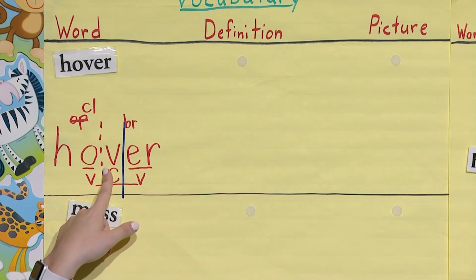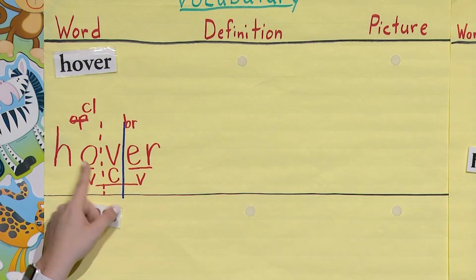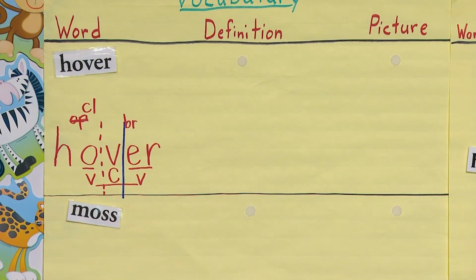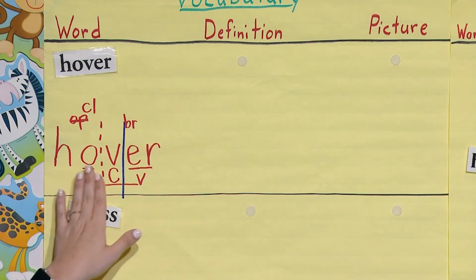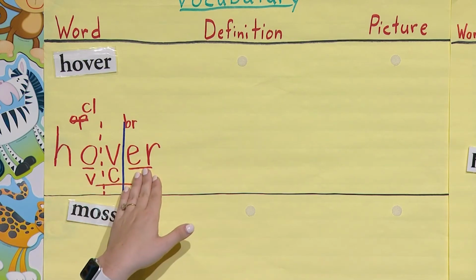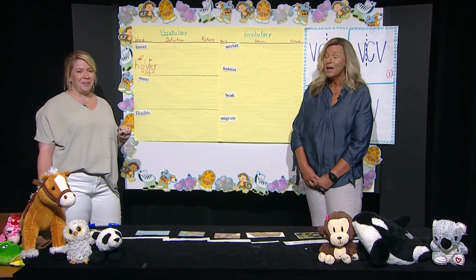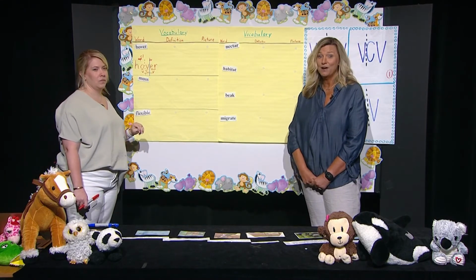Very good. So when we just attempted to blend this word, we made this a short O sound. So let's try one more time to put the word together and see if we recognize it. Of, hov, hover. We're getting close. I can almost recognize that word.